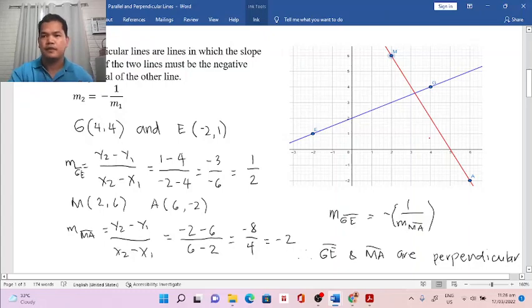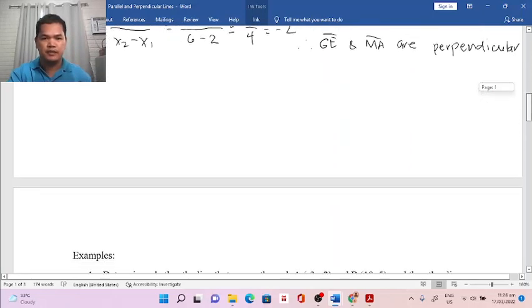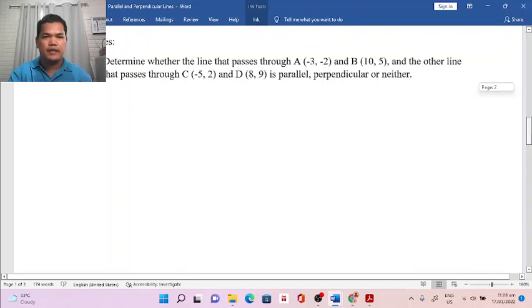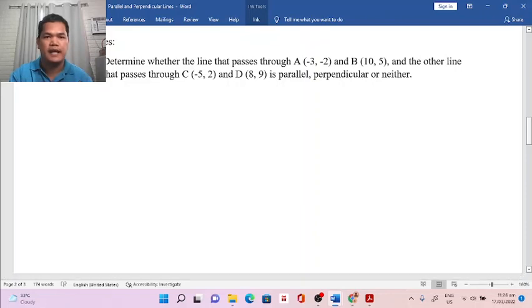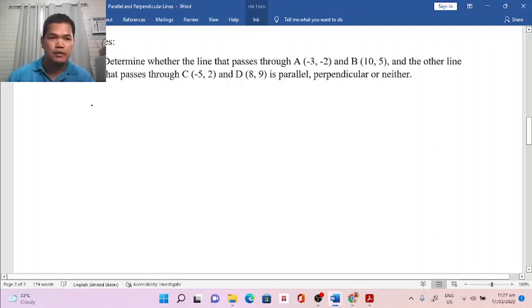Okay, now let's have our examples. For our example 1, we are asked to determine whether the line that passes through A, negative 3, negative 2, and B, 10 and 5, and the other line that passes through C, negative 5 and 2, and D, 8 and 9 is parallel, perpendicular, or neither parallel nor perpendicular. So let us compute for the slope of AB and CD.